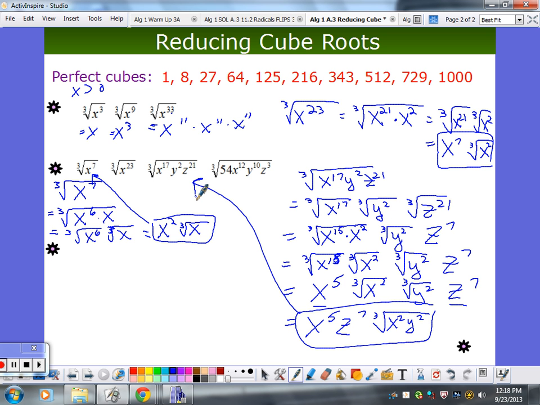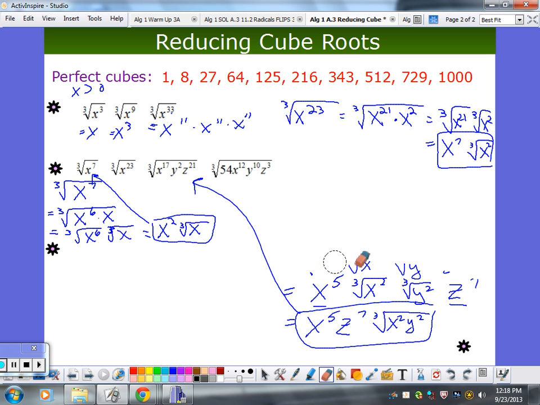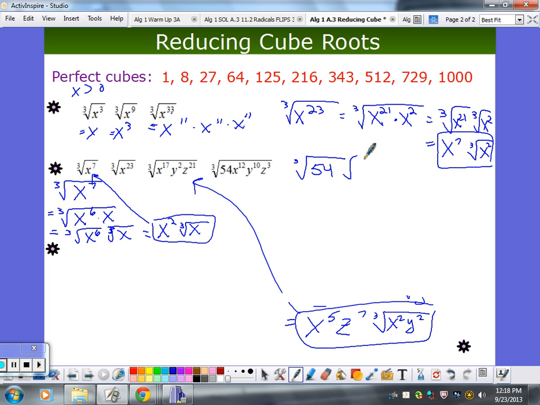Is this very different from what we were doing with the square roots? We're dividing by 3 now instead of dividing by 2, and we're looking for perfect cube factors. Let's try this guy, and the other one in this row. So split them apart: 54, cube root of x to the 12, cube root of y to the 10, cube root of z to the 3rd power.